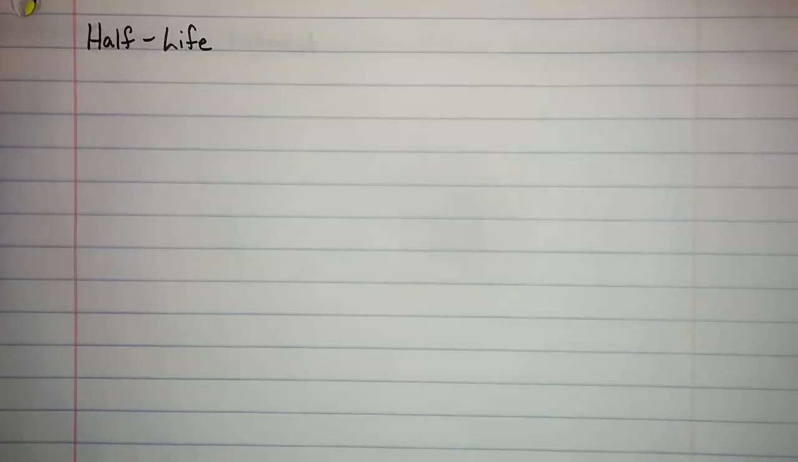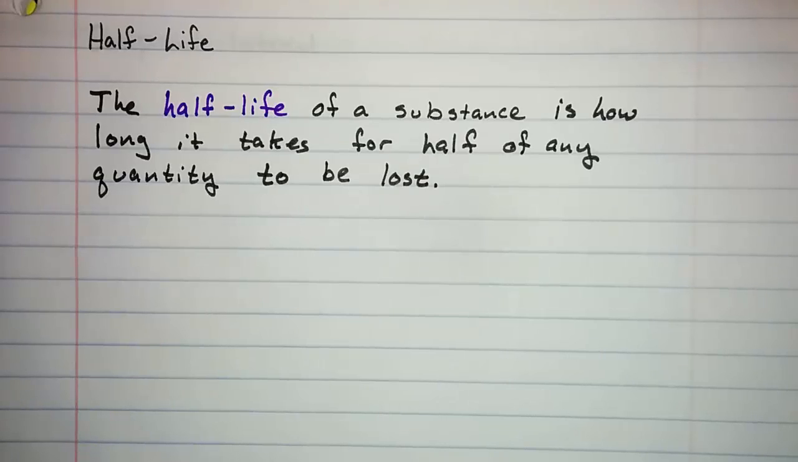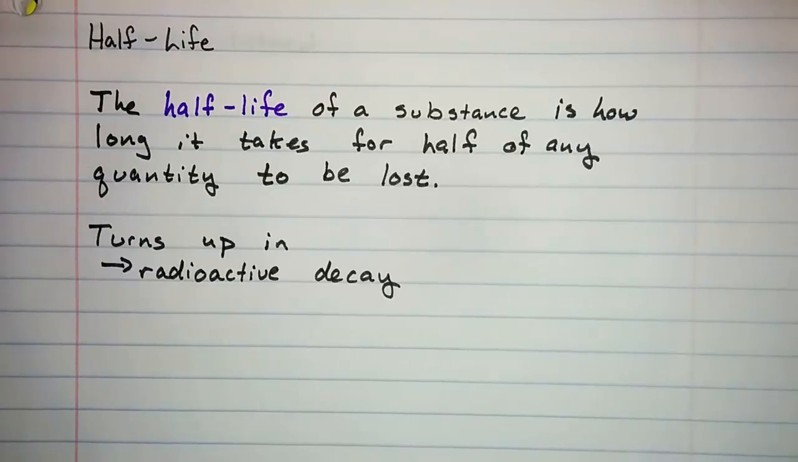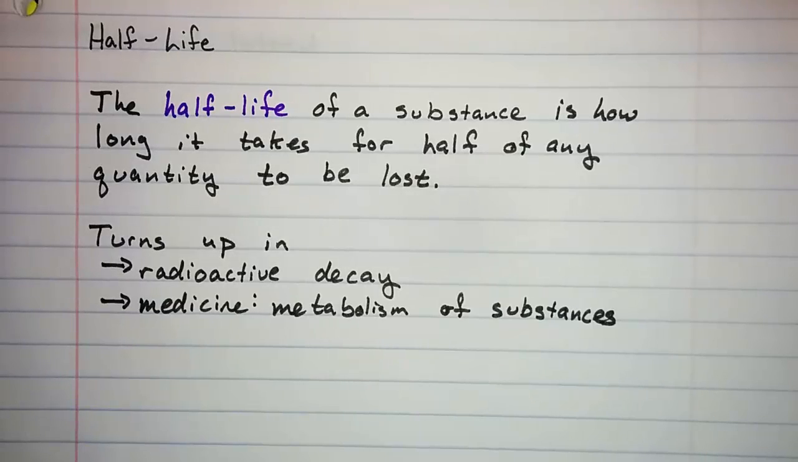One common way to describe exponential decay is in terms of the half-life. What's the half-life? The half-life of a substance is how long it takes for half of any current quantity to be lost. There are two major places that this description turns up. It turns up in radioactive decay, which is a process in physics where unstable atoms turn into other more stable atoms. It also turns up in medicine to describe the way substances are metabolized.